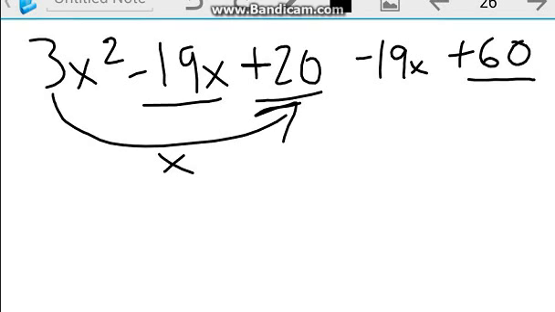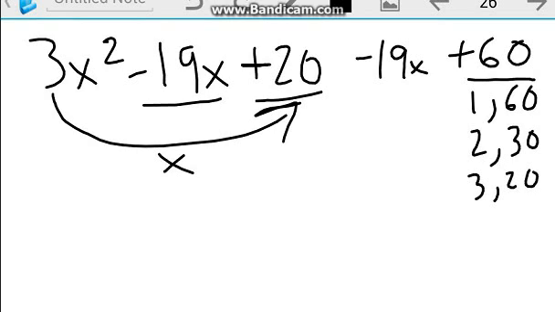The hardest part about this is in fact finding the factors of 60. There are many factors that we can use. To start off, we have 1 and 60. That gives us 61, so that doesn't work. There's 2 and 30. That gives us 32, so that doesn't work. We have 3 and 20. That gives us 23, so that doesn't work. We have 6 and 10. That gives us 16. That's close, but we need 19.